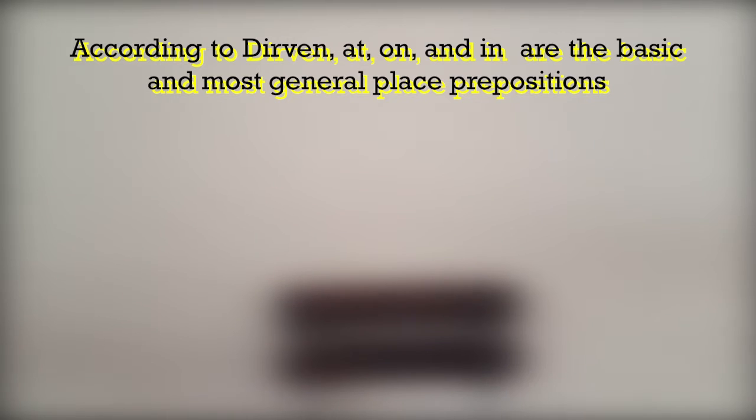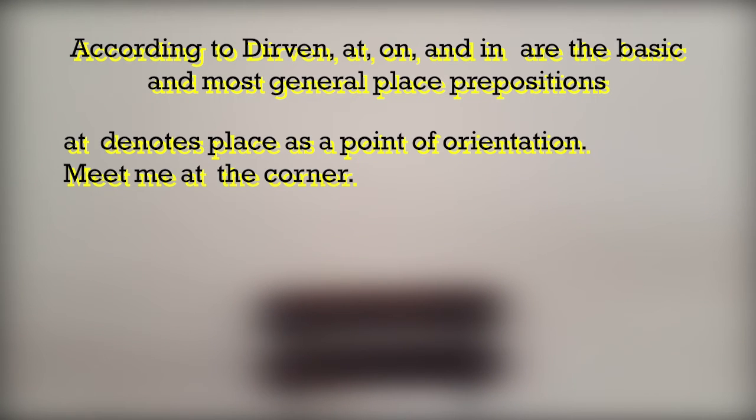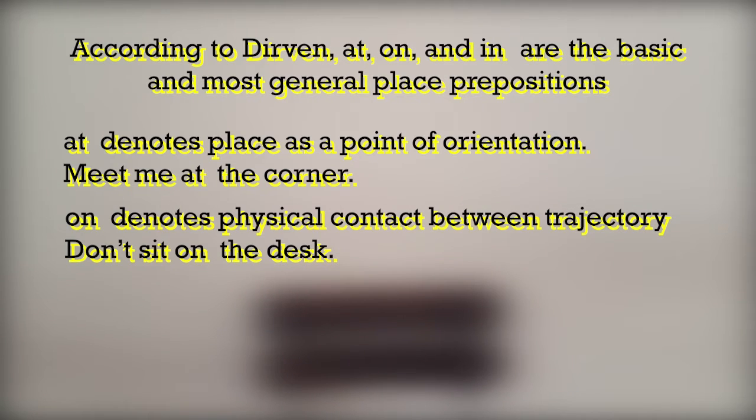According to Durbin, the prepositions at, on, and in are the basic and most general place prepositions, where the preposition at denotes place as a point of orientation. For example, meet me at the corner. The preposition on denotes physical contact between trajectory and landmark. For example, don't sit on the desk.